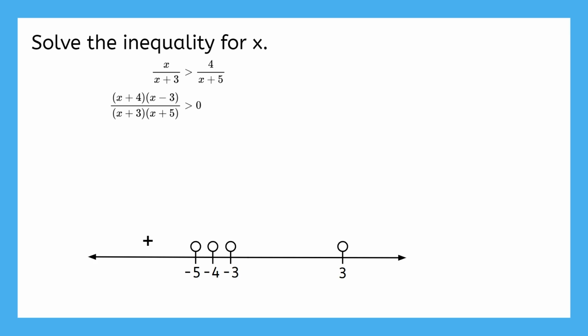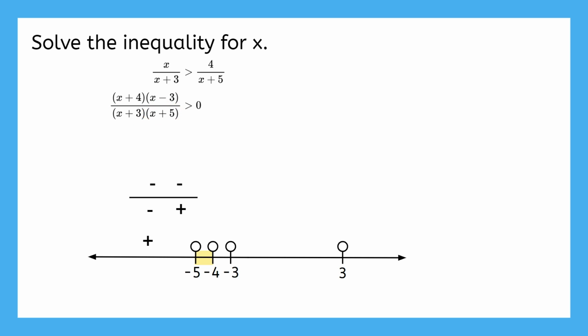Let's see how it went. Negative 4.5 would be a pretty decent number to test in this section since all the numbers between negative 5 and negative 4 are decimals. Negative 4.5 plus 4 is negative. Negative 4.5 minus 3 is also negative. Negative 4.5 plus 3 is negative, and negative 4.5 plus 5 is positive.